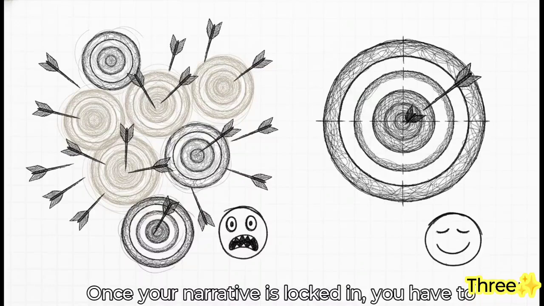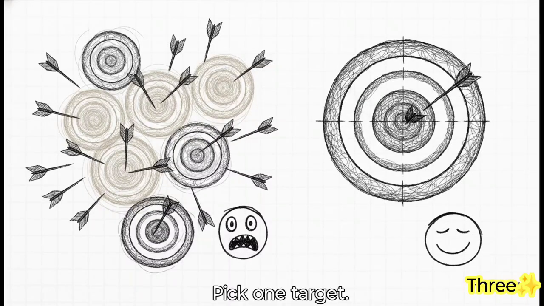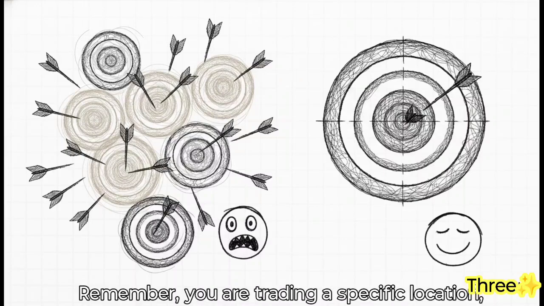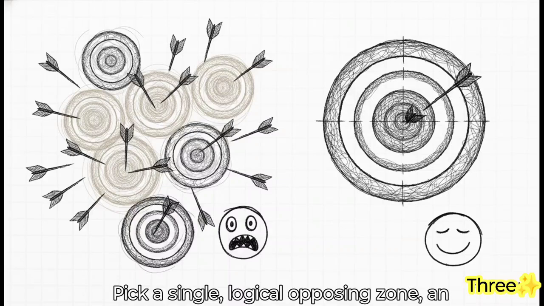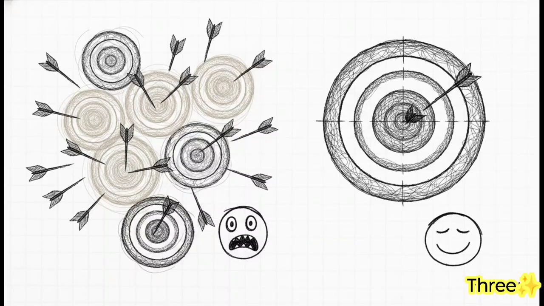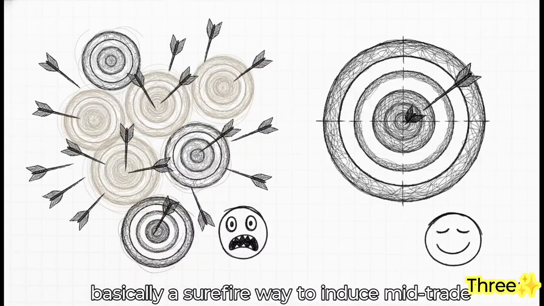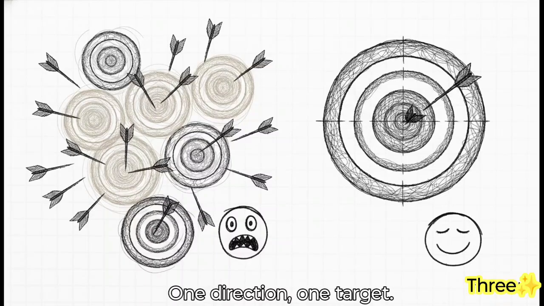Once your narrative is locked in, you have to pick your target. And I am going to be super strict with you here. Pick one target. Remember, you are trading a specific location, not just a general direction. Pick a single, logical opposing zone, an unfilled imbalance, or a very clear liquidity pool for your take profit. Trying to juggle 10 different targets is basically a surefire way to induce mid-trade panic and totally mismanage your position. Just keep it simple, one direction, one target.